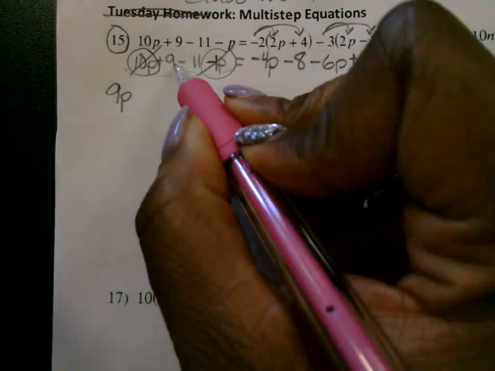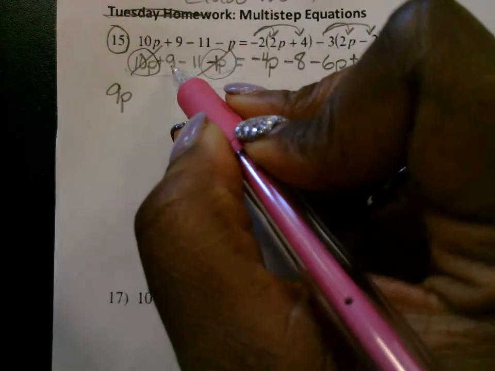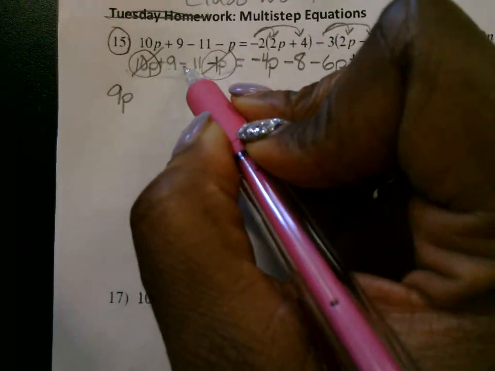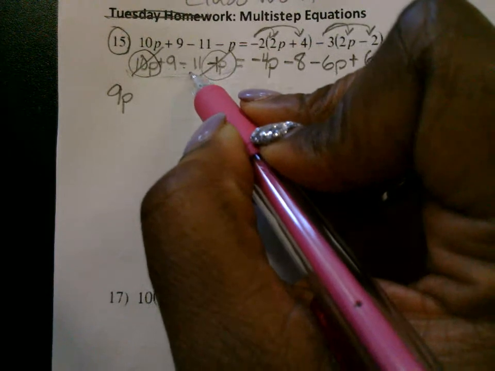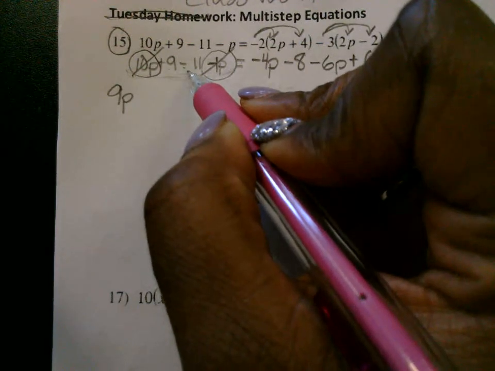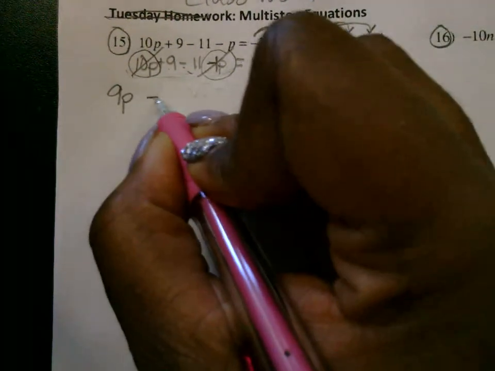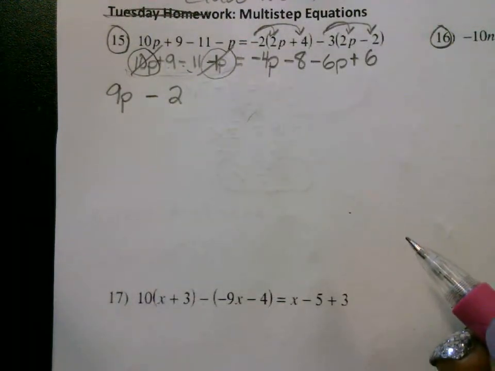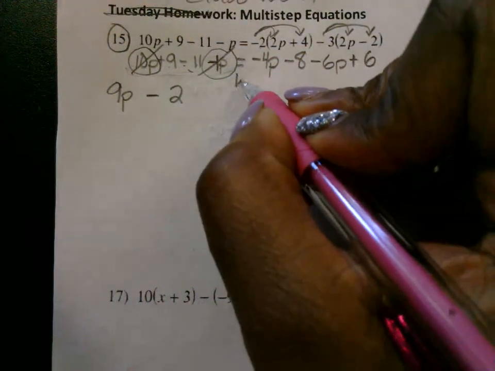Now we're going to combine, and you have your calculator if you forgot. Okay. 9 minus 11. Make sure you're focused. -2. That's -2. So we're going to write -2 here. Write this down, please. Bring down the equal.